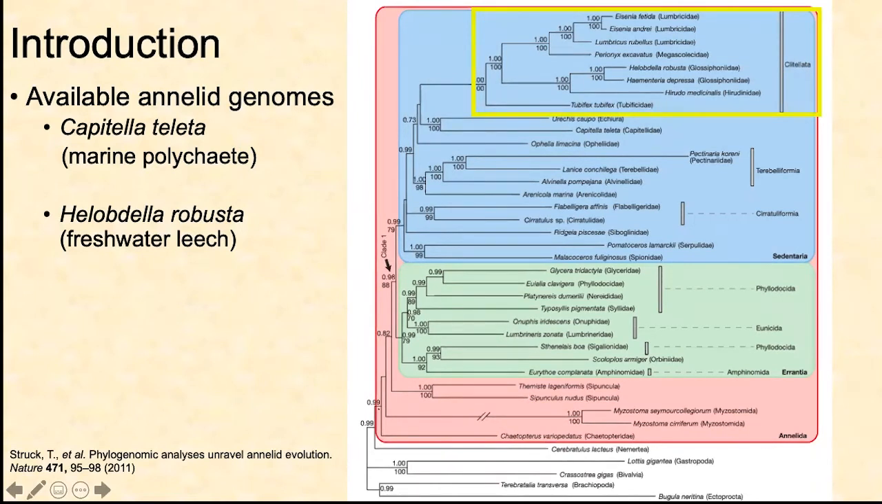This yellow box here represents the clitellate annelids. That's a clade within annelids. Most non-clitellate annelids are marine. They live in the ocean. Most clitellate annelids are freshwater or terrestrial. And so if we look at this branch right here, any molecular adaptations that we expect to be heavily involved in the colonization of freshwater environments likely occurred somewhere along this branch, along this lineage.